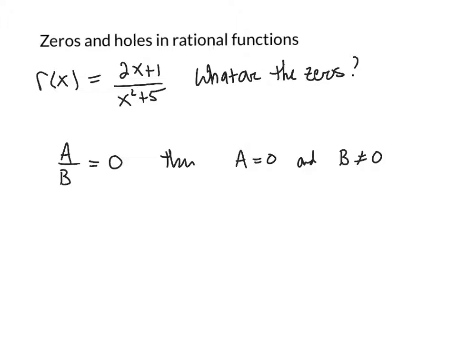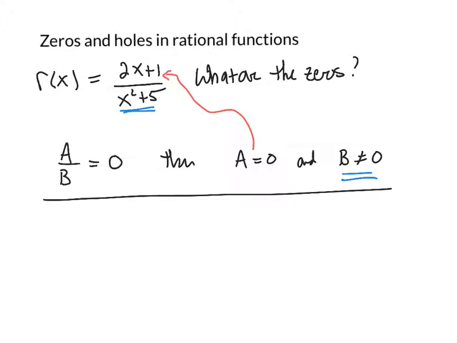Okay, so if I go back to my rational function, well, I have a fraction, and zeros mean I want to know when is my output equal to 0. So I know that whatever a is, so a is the numerator, whatever a is has to be 0. So in this case, 2x plus 1 has to be 0. And I have to make sure at the same time that my denominator is not 0. So for a rational function, if I want to know when this is equal to 0, I need to know when is 2x plus 1 equal to 0. Okay, so let's do that.